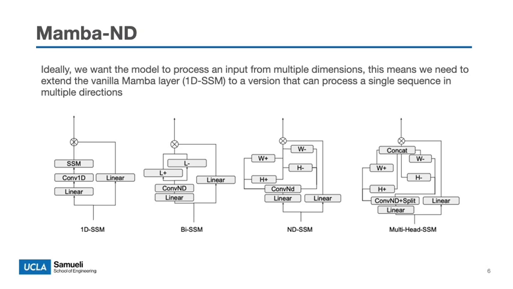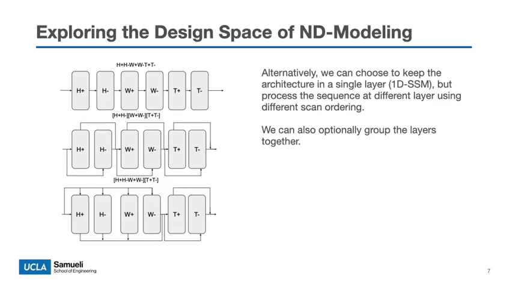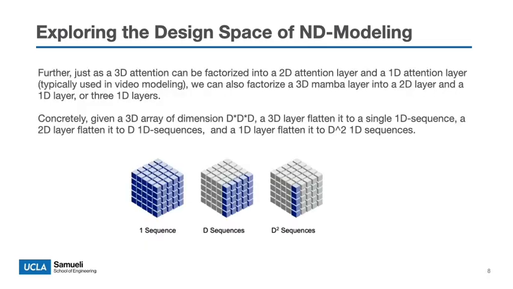The multi-head SSM borrows from the idea of transformers, where we first split the input data into multiple heads and process each head in a separate, different direction. Alternatively, we can also choose to keep the architecture of a single layer, i.e. we keep the 1D SSM design, but we process the sequence at different layers using a different scan ordering. We can also optionally group these layers together into blocks.